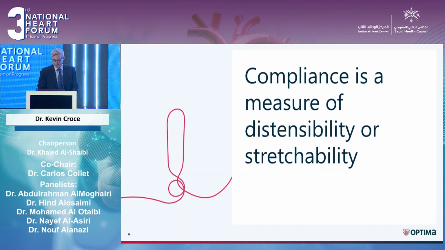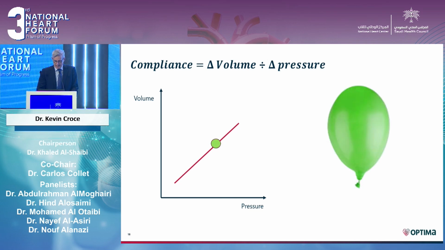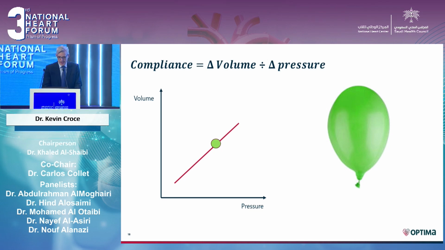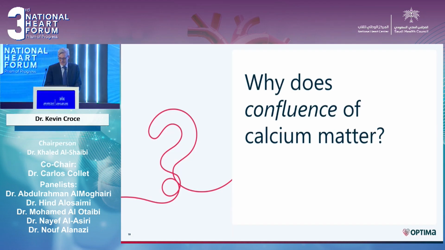So compliance, as we know, is a measure of distensibility or stretchability of an artery or of any structure. The idea with compliance here is as you change your volume, do we have a change in pressure and a growth of the balloon? You can see here at a given change in pressure, we see the balloon gets bigger. This is the same concept we're applying to calcification and compliance of arteries as we talk about adequate and sufficient vessel preparation. So why does confluence of calcium matter?